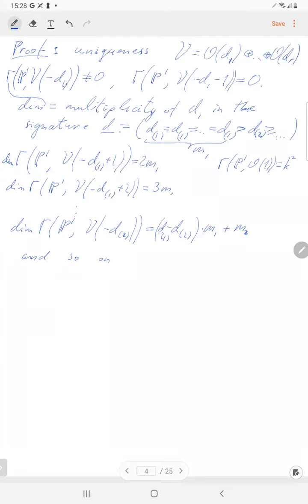So when you twist your vector bundle by line bundles, the behavior of sections is just this. First I have zero, then it starts growing linearly, then at some point it grows faster, then at some point still faster, and so on. This happens at D1, this happens at D2, and so on. Okay, so this proves the uniqueness.